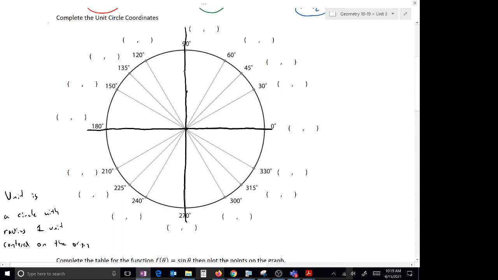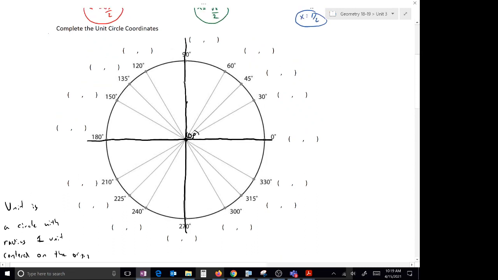In other words, the center of our circle would be at 0, 0. Since our circle has radius 1, wherever these arms go on our axis, it's really easy to figure out what the coordinates are. So over here at 0 degrees, that would be an x of 1 and a y of 0.